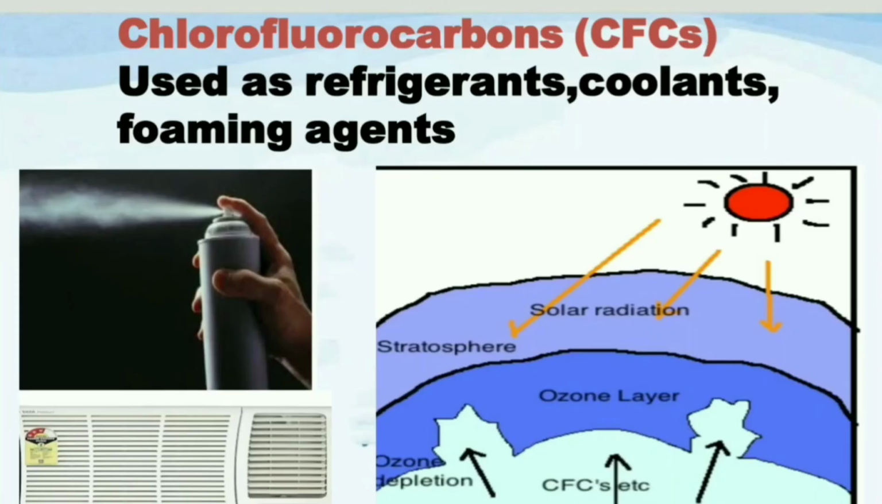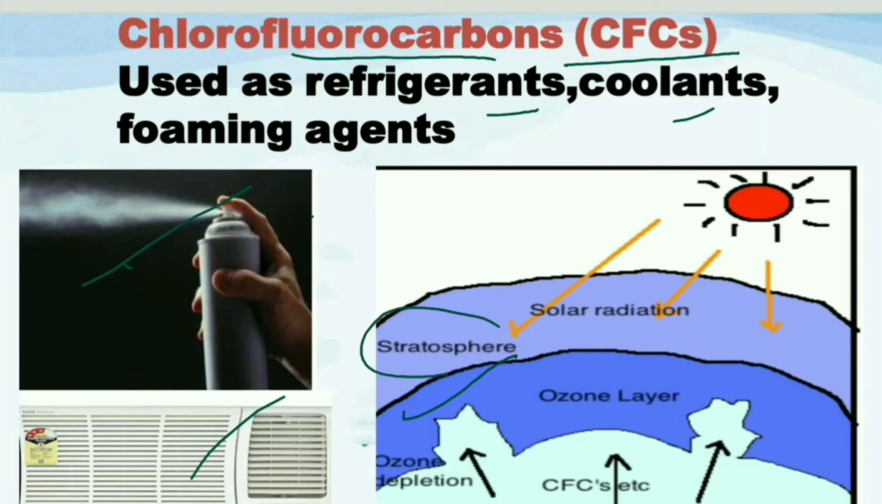The next pollutant is chlorofluorocarbons, or in short form, CFCs. These are chemicals which are used as refrigerants, coolants and foaming agents. These substances, when released in the atmosphere, decompose under the ultraviolet radiation present in sunlight. There is a very important layer of the gas ozone present in the upper layer of the atmosphere, that is known as the stratosphere.